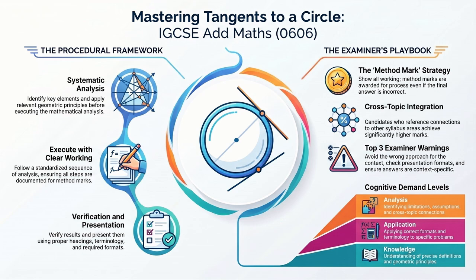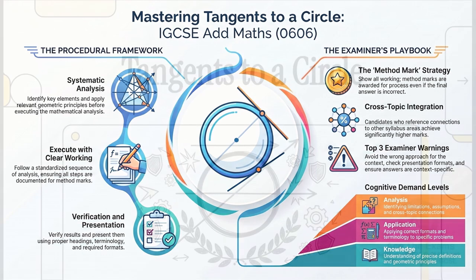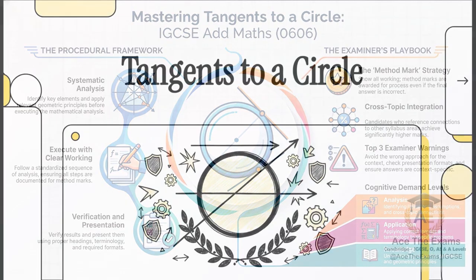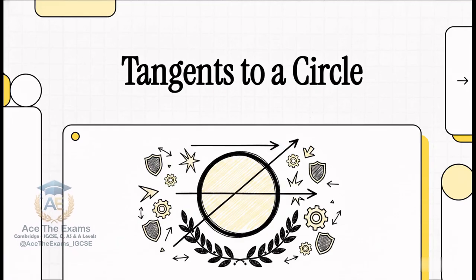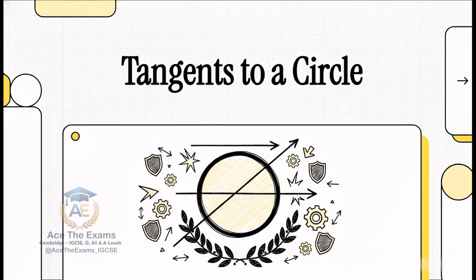Okay, imagine stepping into the Colosseum of Cambridge exams. Only the prepared survive, right? And today we are equipping you with the absolute ultimate armor. If you're targeting top marks in Cambridge IGCSE Additional Mathematics, syllabus code 0606, you are in the exact right place.